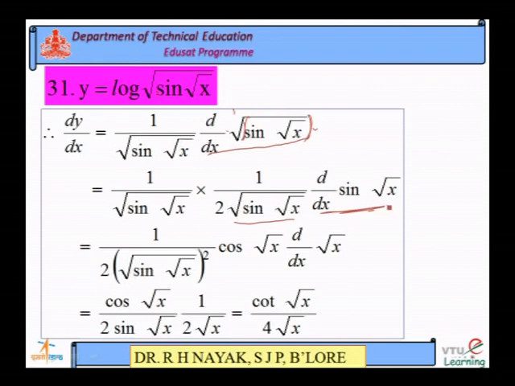While differentiating this sine root x, sine of function: the function is root x. Sine differentiation is cos root x into differentiation of root x, which is 1 by 2 root x. Finally, this 2 and the root of sine root x is taken as square; this square and root get cancelled. Finally, cos root x divided by 2 sine root x into 1 by 2 root x. Cos root x by sine root x is cot root x, divided by 2 into 2, 4 root x, it is taken.